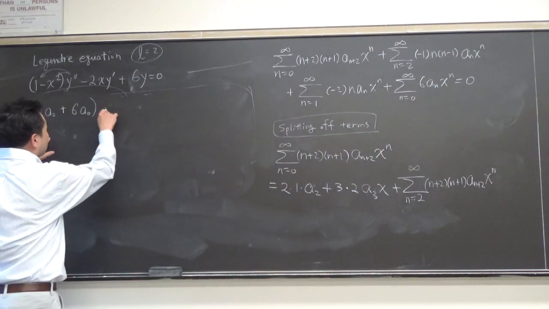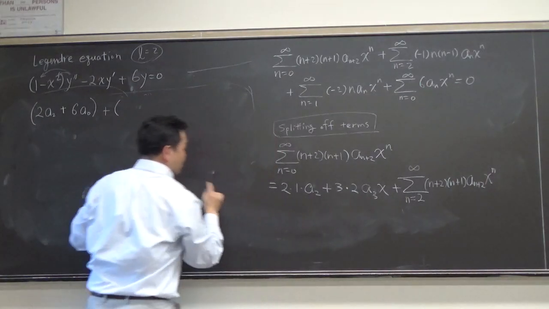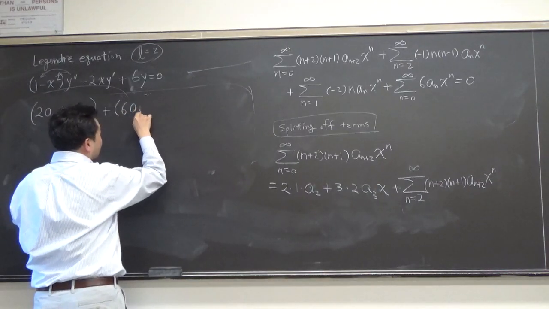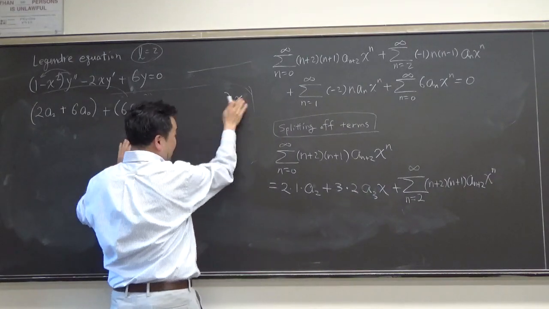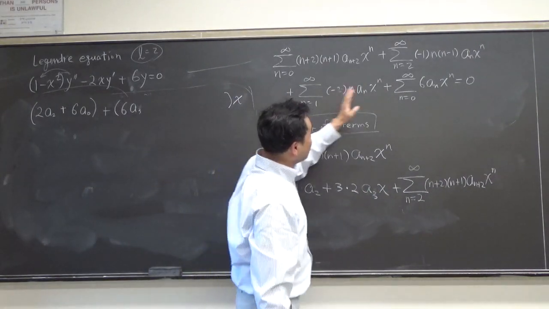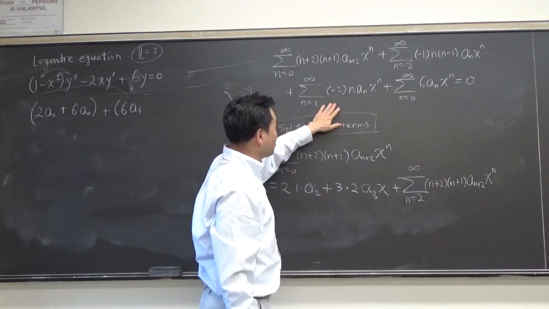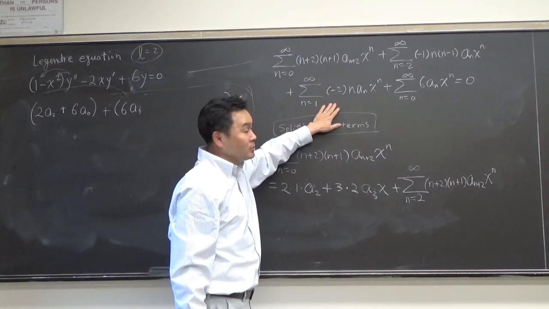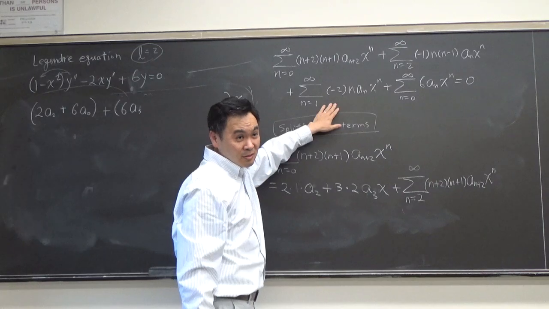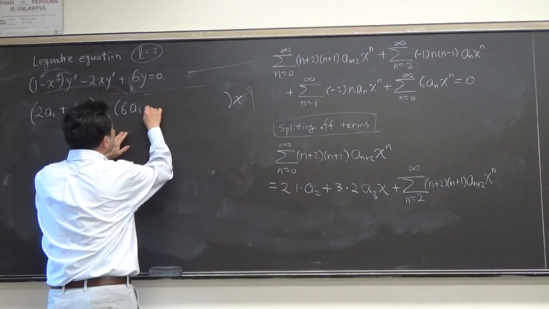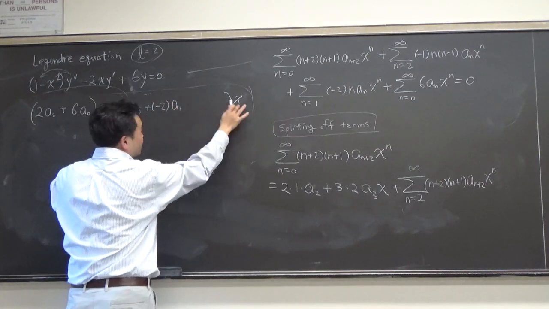Plus, when n is 1, you have 6a3. And I want to factor the x out, so I'm not going to write the x for now. This one is yet to produce anything, so we skip that one. N equals 1. What does this become? When n is 1, what is that? Negative 2a1 x. Negative 2, 1 times a1, and times x, right?